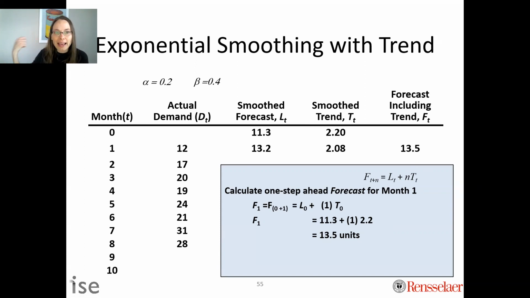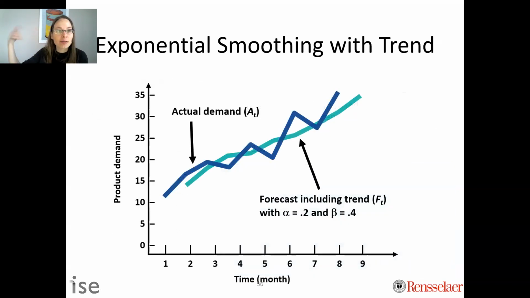So you've by hand calculated the exponential smoothing with a trend. And so if you kept doing this, the dark blue is my actual demand. This teal color then is my forecast. And you can see it's following that trend, which is good because my historical data has that positive trend.